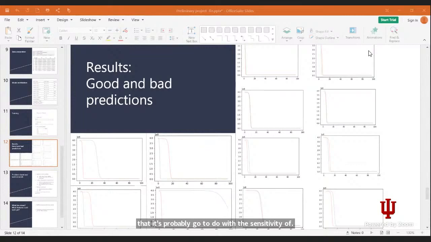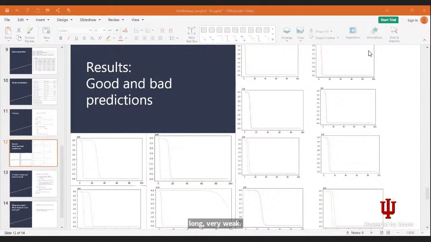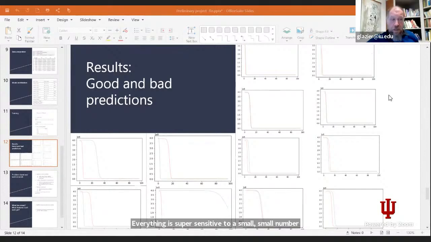Yeah. If you started later in the infection when none of the values are small, it would be easier. But when you start at the beginning where the initial infection is very weak, everything is super sensitive to a small number. Yeah. And the neural networks tend not to handle that very well. So that's why a logarithmic compression might help.